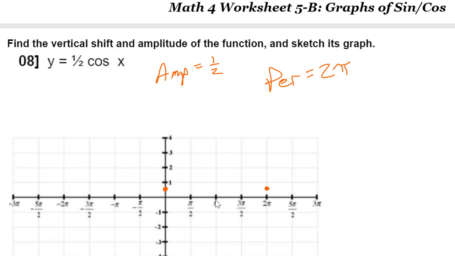And then in the middle, we're going to drop down 1/2. And of course, our halfway points. So our curve is going to look like this. So there's our cosine bowl. Then we're going to fill it out. Okay, not exactly perfect, but close.